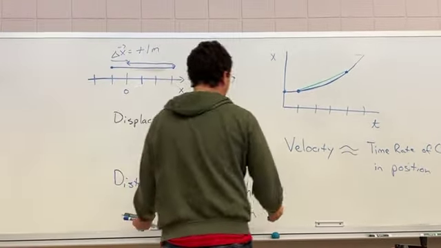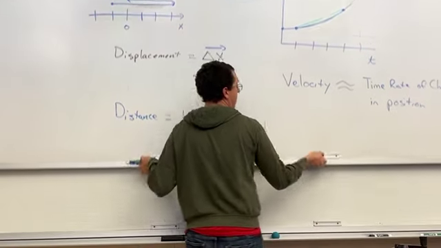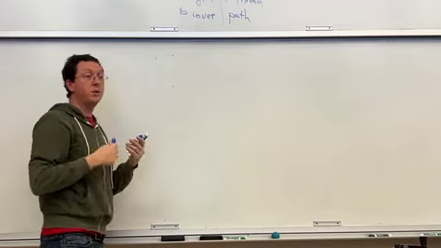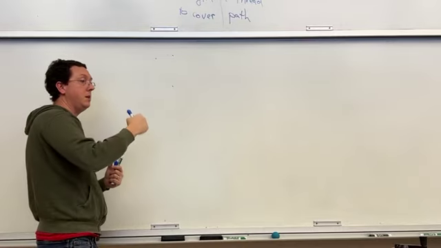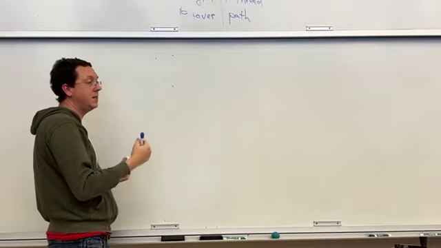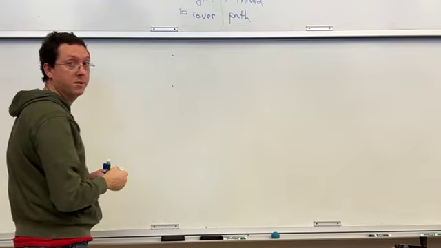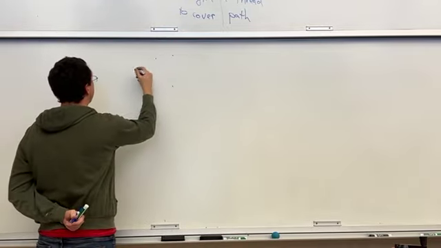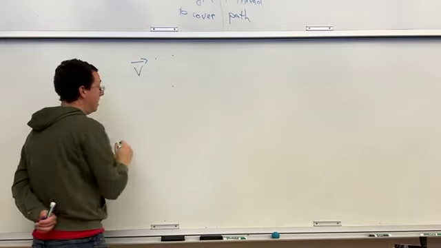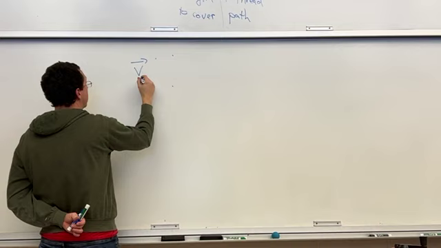All right, we're going to define the average velocity to be the slope of the secant line over a time interval. In particular, then, the average velocity is going to be a vector quantity.